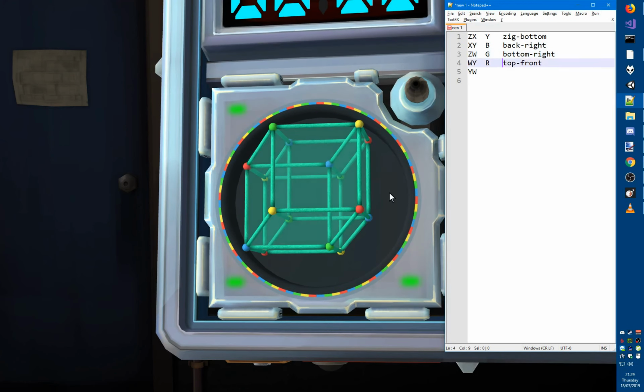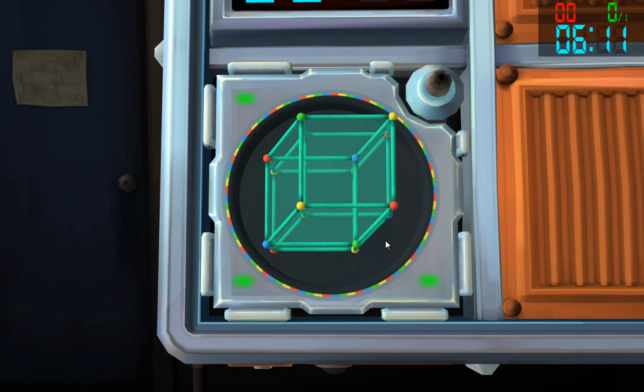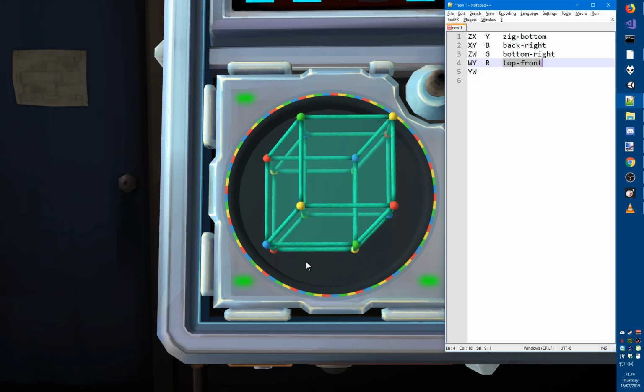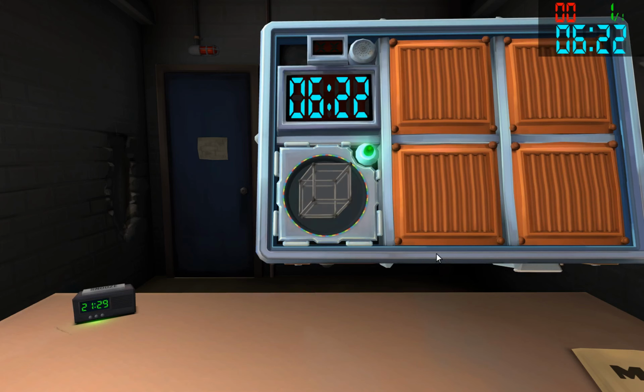And finally, we have top front. Now top means the stuff that we can see that is not getting covered up. And front means here. Right? So out of these 4, the red, the yellow, the blue, and the green, we want the red. And that's the module solved.